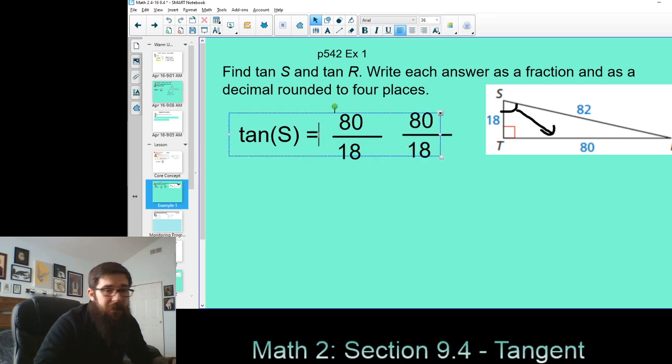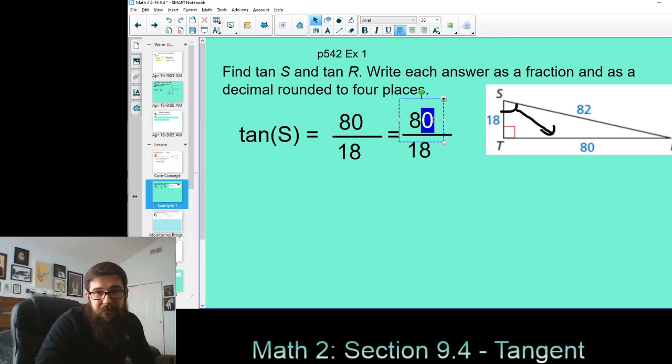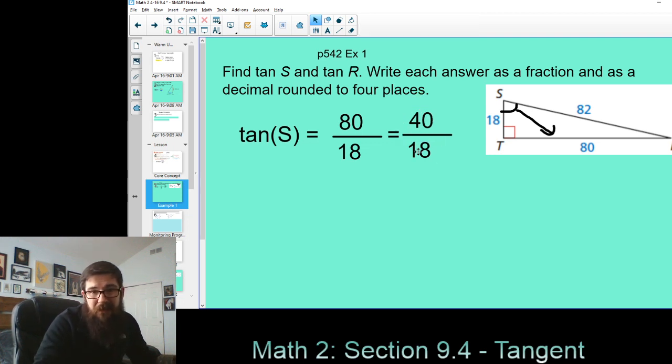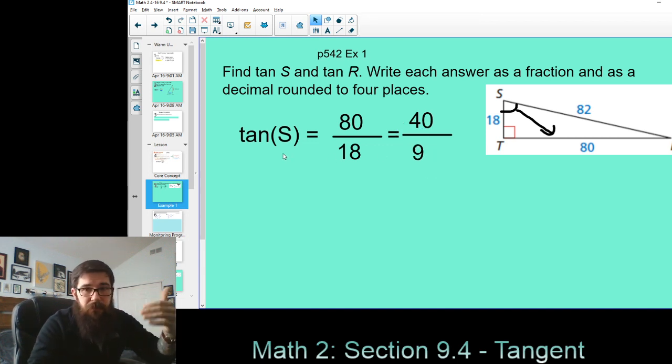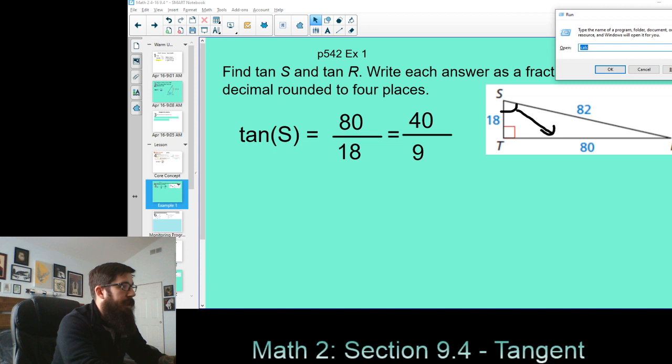Let's add another equal sign in here. If I reduce it a little bit, that's about all I can get. 40 and 9 aren't going to share anything. I'm just dividing both of these numbers by 2. So that means tangent of S is equal to 40 over 9. It says a decimal rounded to 4 places. Let's pull up a calculator. Let's actually do it.